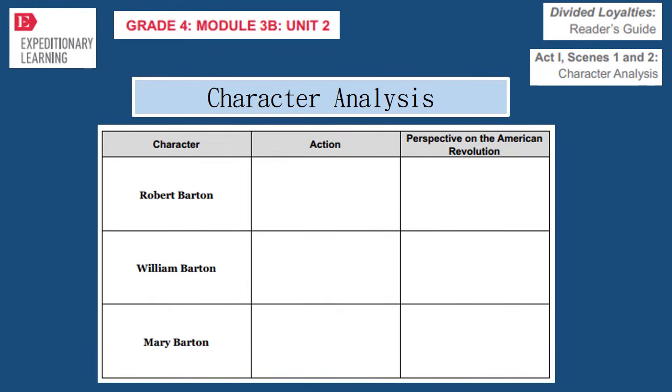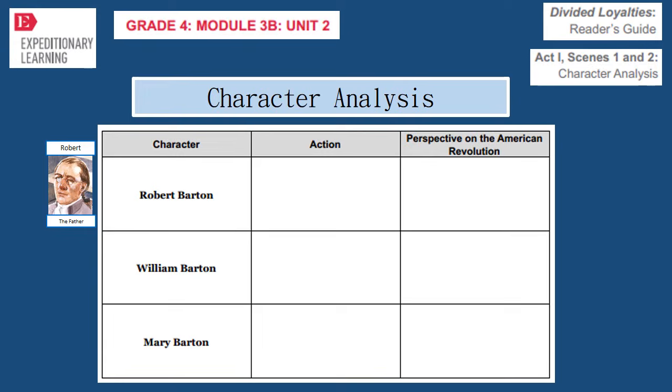This play is all about different loyalties. The title itself is called Divided Loyalties, so we know that characters in the story are on different sides of the American Revolution. And so we are analyzing some of the main characters in our play to determine their perspective on the American Revolution. In order to determine their perspective, we need to look at the things that the characters do and say in the play that help support or provide evidence for that perspective. The characters that we'll be analyzing are Robert, William, and Mary Barton, looking for words that they say in the text that help us figure out their perspective on the American Revolution.